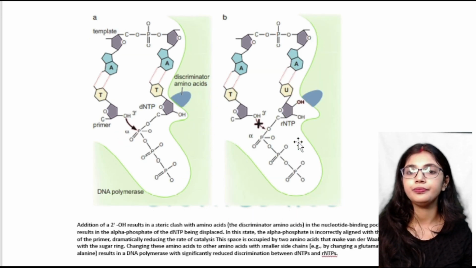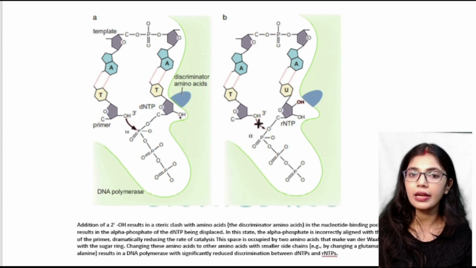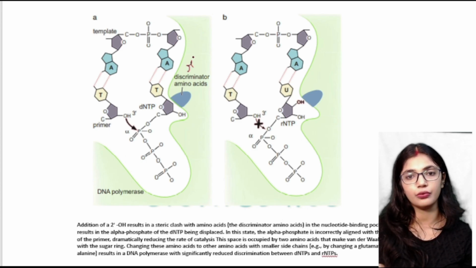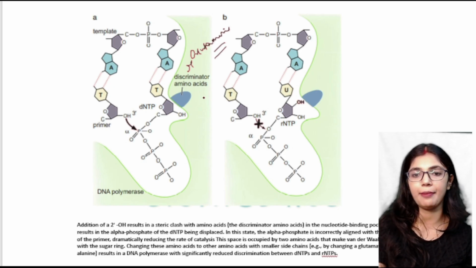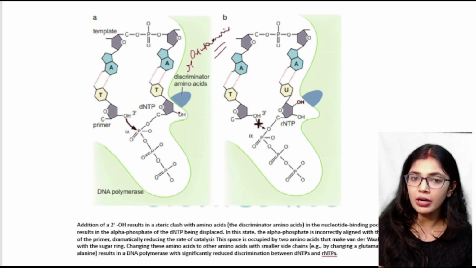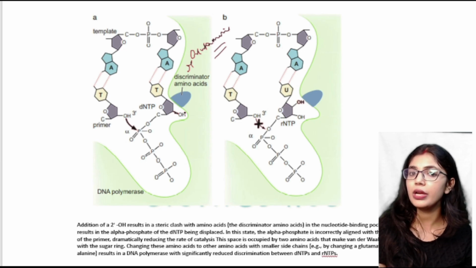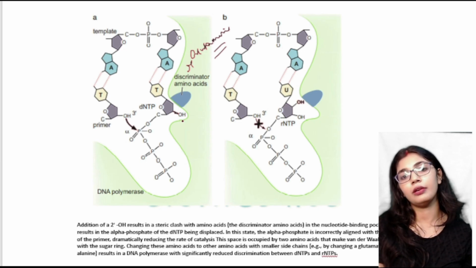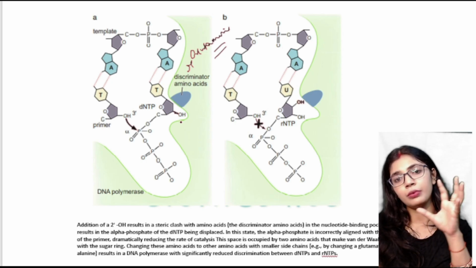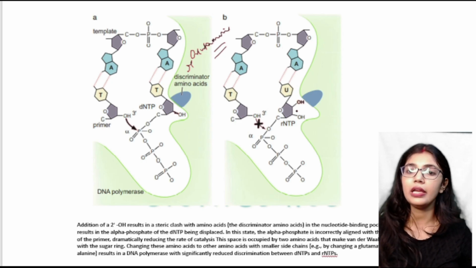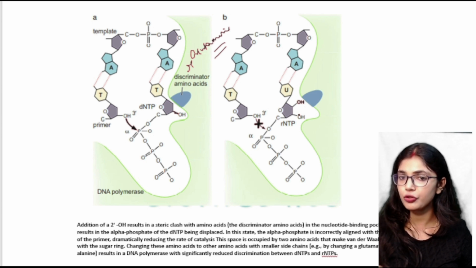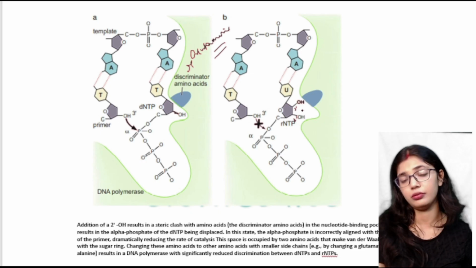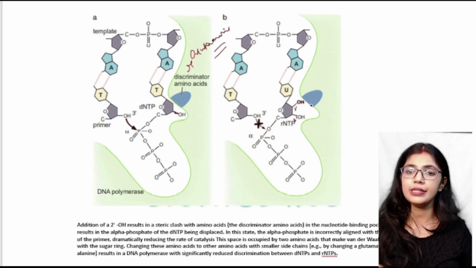Here we can see that there is a discriminator amino acid which is known as glutamine. This is known as glutamine, the discriminator amino acid. Here we can see there is a dNTP, and only the 3' OH group is present in this dNTP, so it is easy for it to get placed in this editing pocket. But if an rNTP is present, it has 2 OH groups, on the 3' carbon as well as the 2' carbon, so it cannot fit in this pocket.